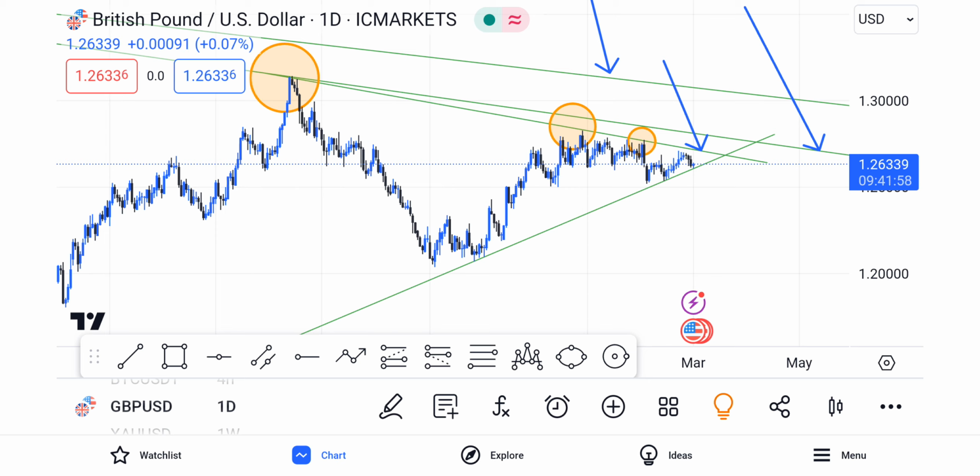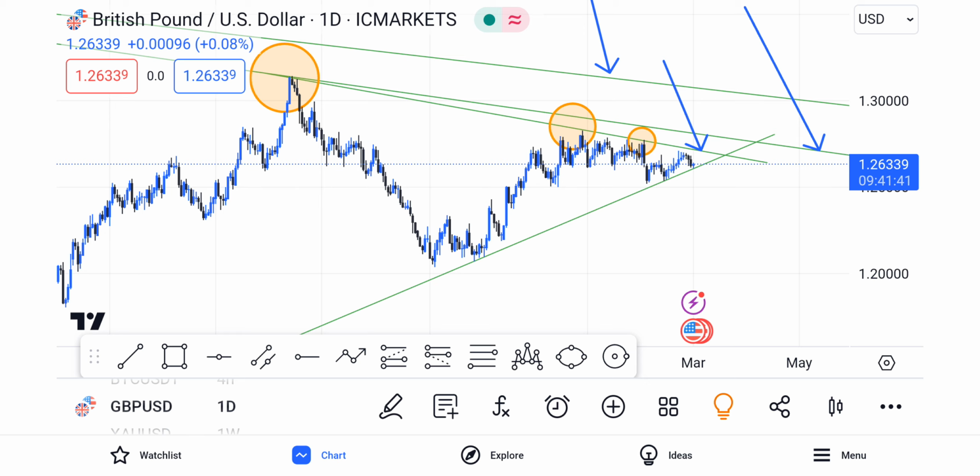Okay, so you have to note that down again, that trading is 10% strategy and 90% psychology.